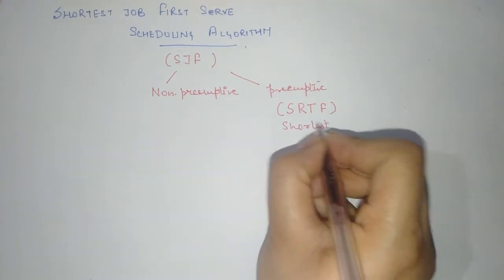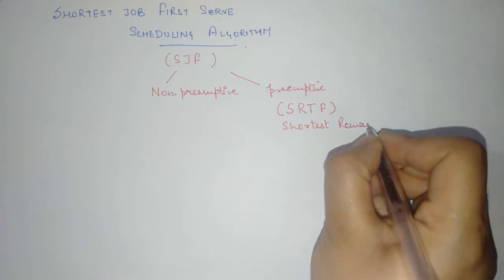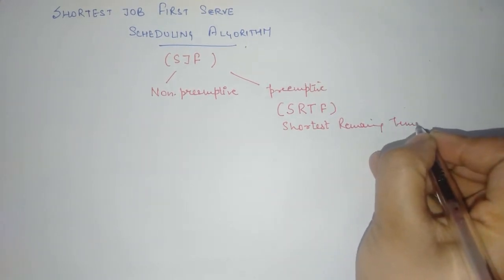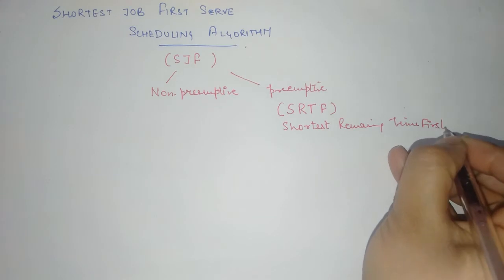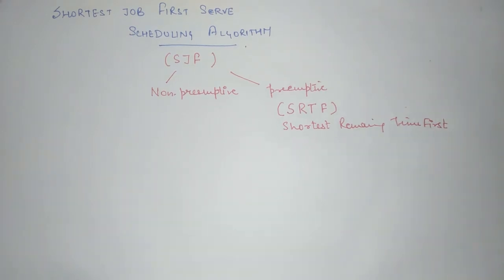Shortest remaining time first scheduling algorithm. The preemptive version of SJF is called shortest remaining time first. I'll try to introduce this concept by taking a simple example.